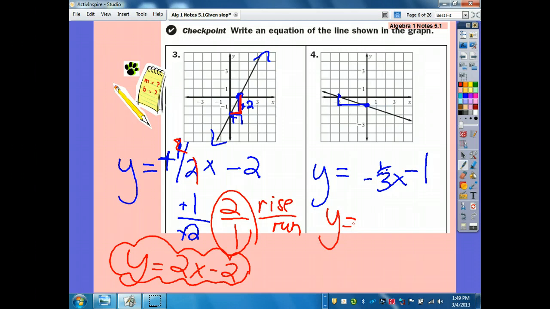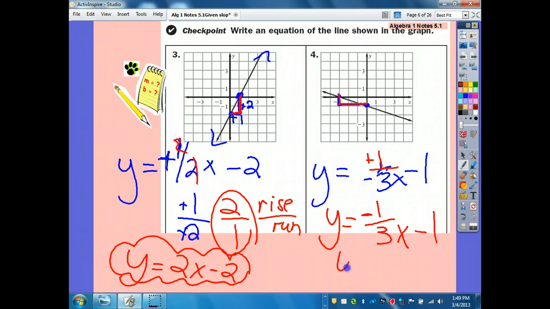Well, what's the run? That goes on the bottom. Negative 3, right? And we have a positive 1. And we have a positive and a negative. And we know that a positive divided by a negative is a negative. As long as we only have one negative sign there, most people like to assign it to the numerator, like that.